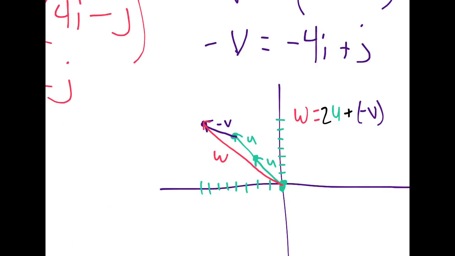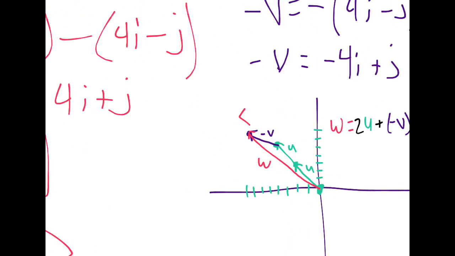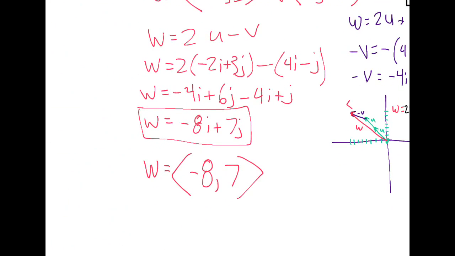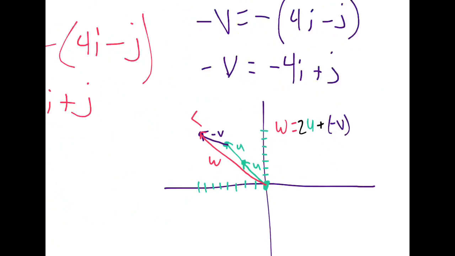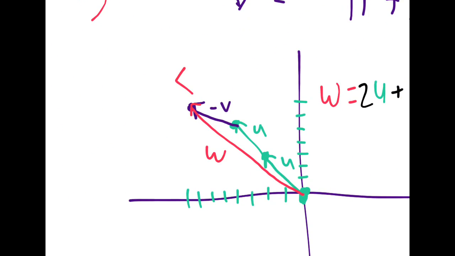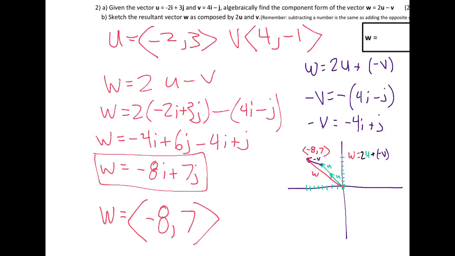And that's a pretty good looking diagram. If you look at that point right there, we should be at the coordinates we found earlier, negative 8 and positive 7. And if you count those tick marks, we are. So that's what I'm looking for with your algebra, and that's what I'm looking for with your diagram.